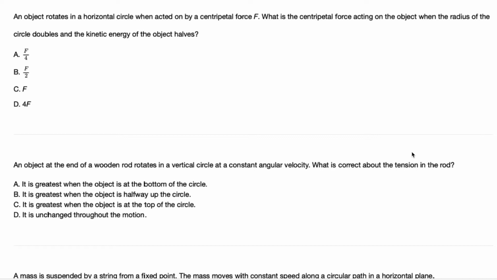An object rotates in a horizontal circle when acted on by a centripetal force F. What is the centripetal force acting on the object when the radius of the circle doubles and the kinetic energy of the object is divided by 2? Centripetal force is equal to mass times velocity squared over radius. So when your radius doubles, your centripetal force is going to be divided by 2.